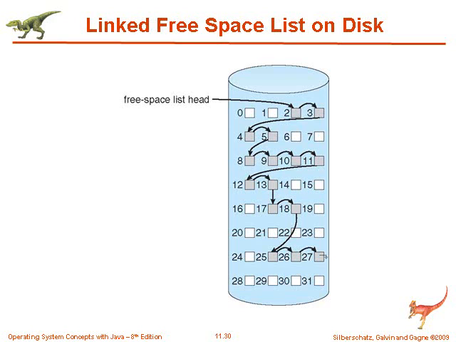Another approach is to use a linked list to manage free space. We keep a pointer to the first free block, and then that has a pointer to the next one, and so on. It's not efficient if we have to traverse the whole list, but fortunately that's not something we often need to do. This can work well if we just need to find the first free block, but it is not well suited to file systems that need to allocate contiguous blocks.